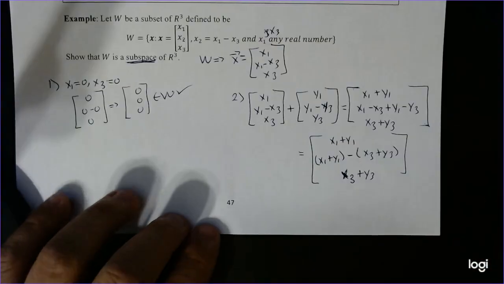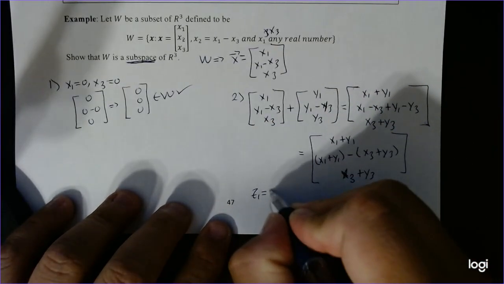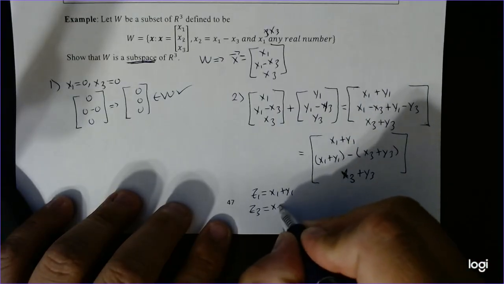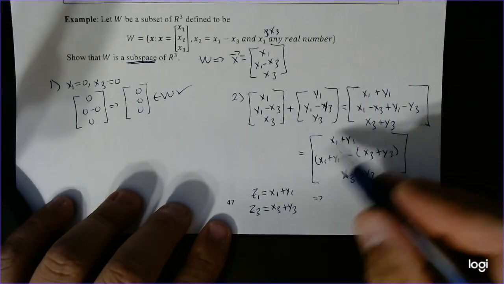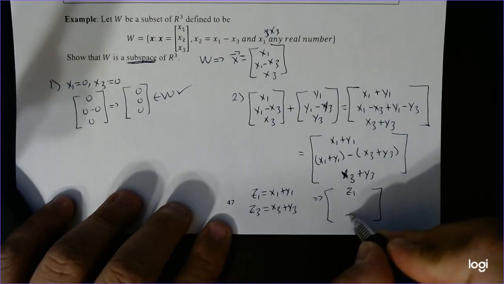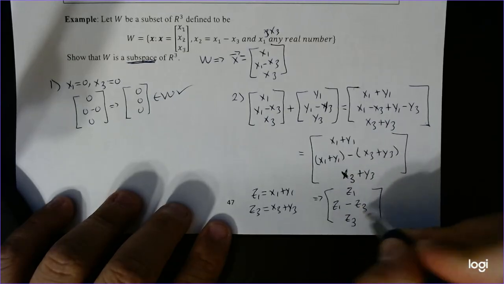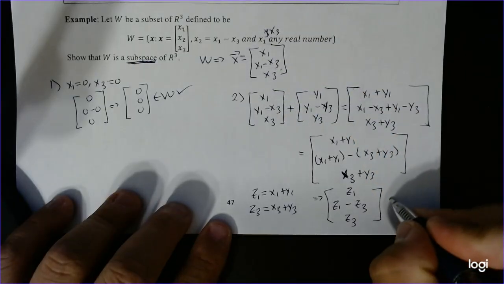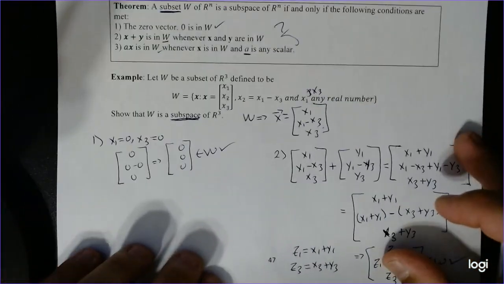Okay, so now I'm going to define a couple things. I'm going to let z1 equal the addition of x1 plus y1, and let z3 be x3 plus y3. And now if I rewrite this format using these new letters I defined, the top just becomes z1, the bottom is z3. But now notice the middle becomes z1 minus z3, which is exactly the same format as our vector defined to be. So that means this addition is within W, or is contained in W. So the second condition actually holds.